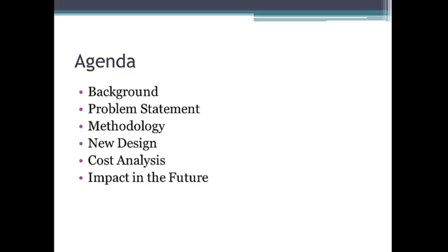Next, we're going to go over the new design and show you the new design that we came up with after in-depth evaluation. Next, we're going to go over a cost analysis, which is we're going to give you a rough estimated fully allocated cost number and how we estimated this value. And last, we're going to talk about the product impact on the future and how this product can be helpful once put into production.